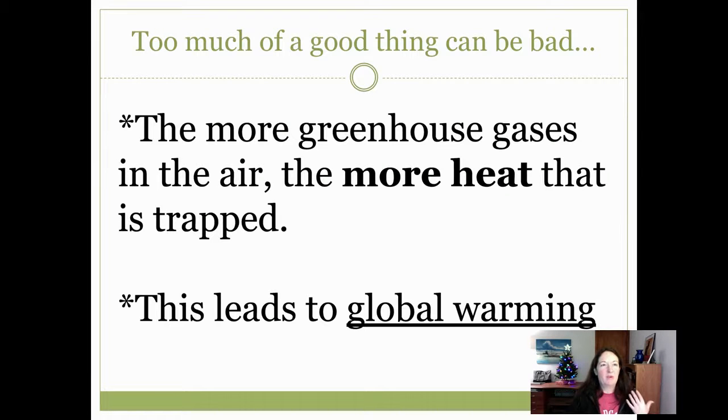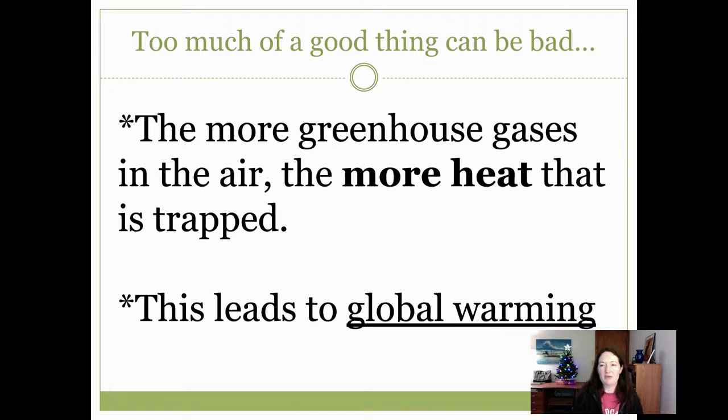All right, so we have talked about the greenhouse effect, how it's a natural thing, how our Earth would not be the way it is without it. We wouldn't have liquid water without a greenhouse effect. But too much greenhouse effect is bad for us at the moment.